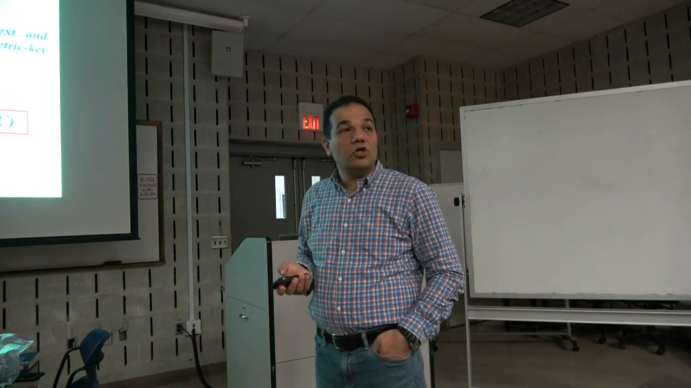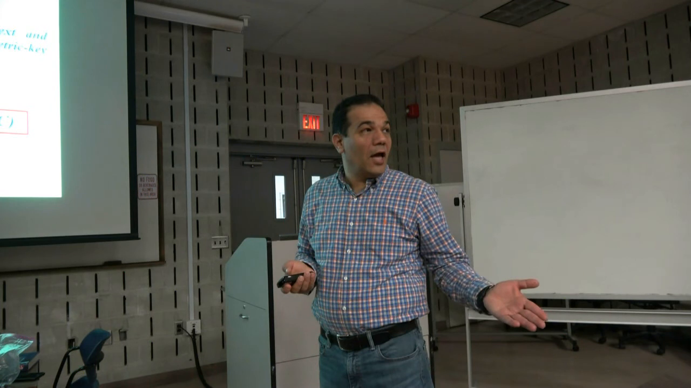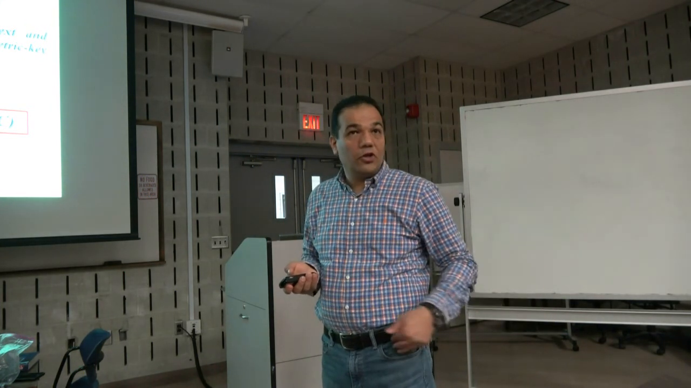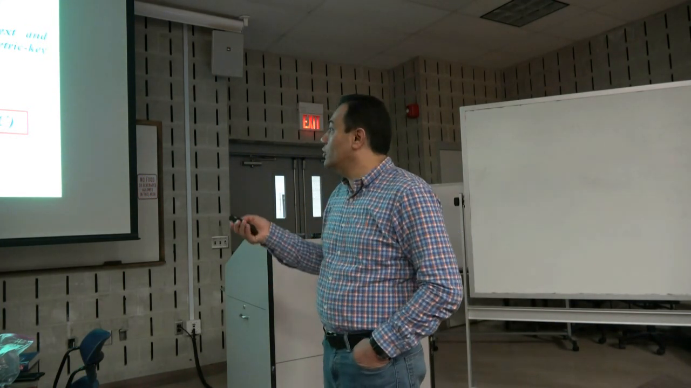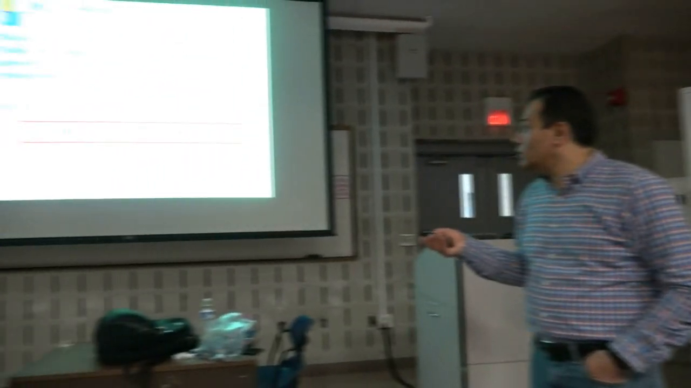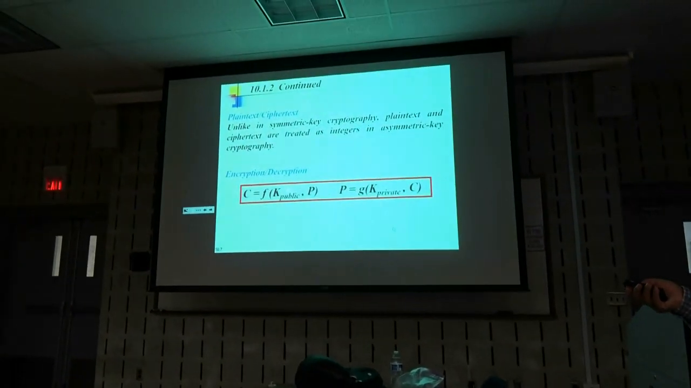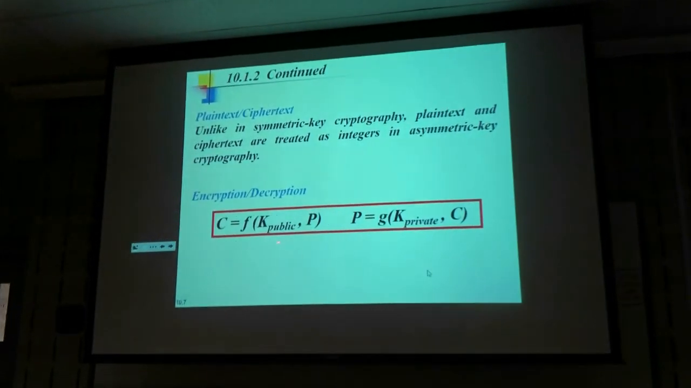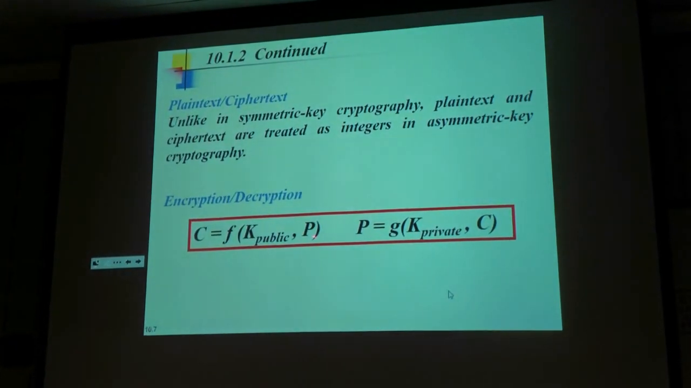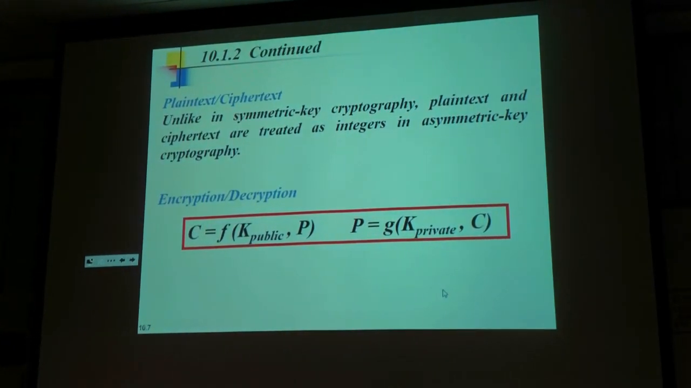So mathematical operations, you do it in what? In alphabets or in digits? In digits. So the data has to be digits. So exactly what you're going to do: to generate the ciphertext, you're going to have a function. The input to the function is the plain text and the public key. Using the public key, you could create the ciphertext. To get the plain text, you're going to have another function called G using the private key and the ciphertext.